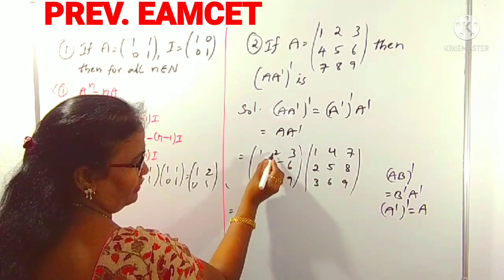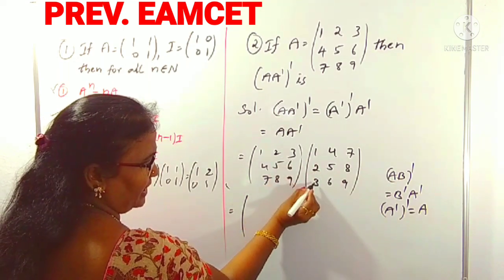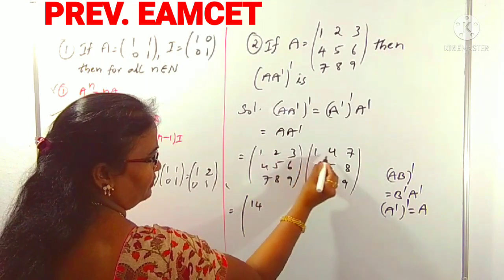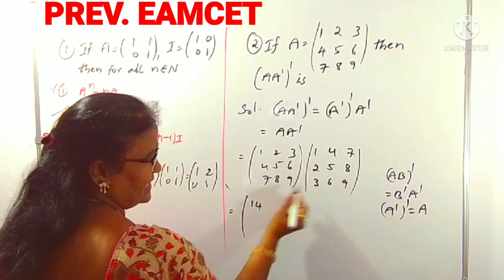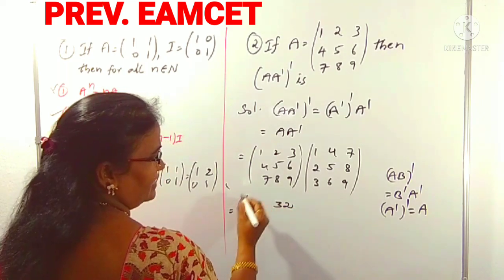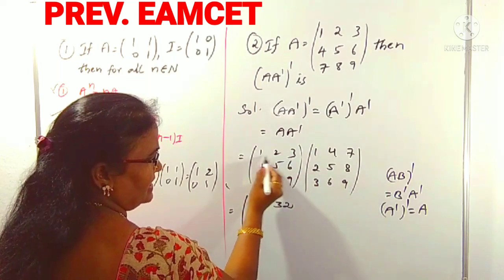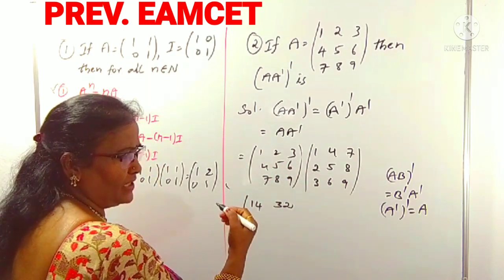1 into 1, 1, plus 2 into 2, 4. 1 plus 4 is 5. 3 into 3, 9. 5 plus 9 is 14. Next element: 1 into 4, 4, plus 2 into 5, 10, 14. 14 plus 3 into 6, 18. 14 plus 18 is 32. Right. Next: 1 into 7, 7, plus 2 into 8, 16. 7 plus 16, 23. 3 nines are 27. 23 plus 27 is 50.